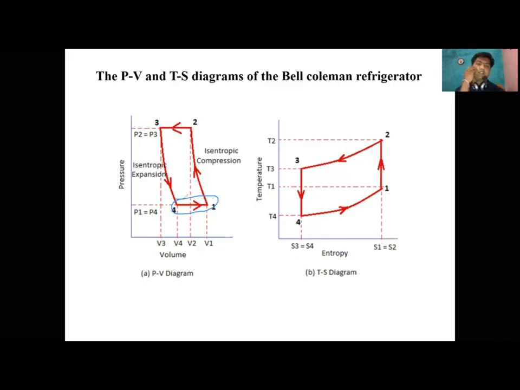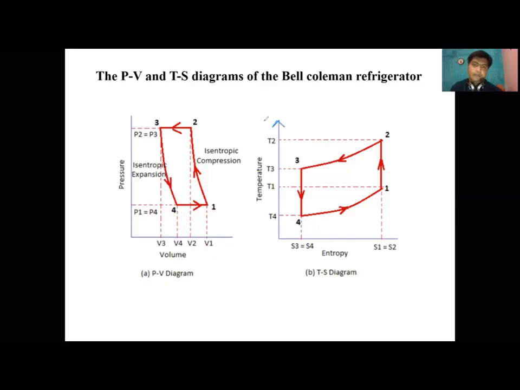Here the component used is the refrigerator or heat exchanger. Here a cooler is used for 2 to 3. For 2 to 3 and 4 to 1, both processes are constant pressure.